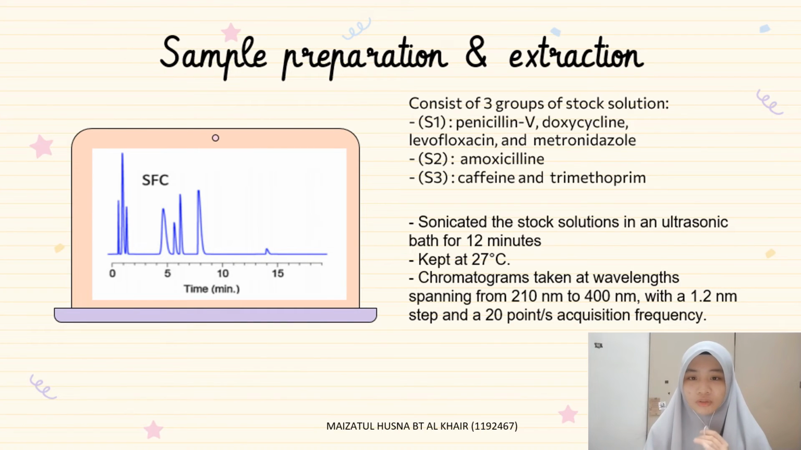So next, we will proceed to the sample preparation and extraction. For the sample preparation, there are three groups of stock solution, which are S1, S2, and S3. For the extraction, all of the stock solutions were sonicated in an ultrasonic bath for 12 minutes and kept at 27 degrees Celsius. The chromatograms were taken at the given wavelengths, and at 220 nanometers, the peaks were combined. In this slide, the figure shows the chromatograms of the compounds from the three stock solutions.